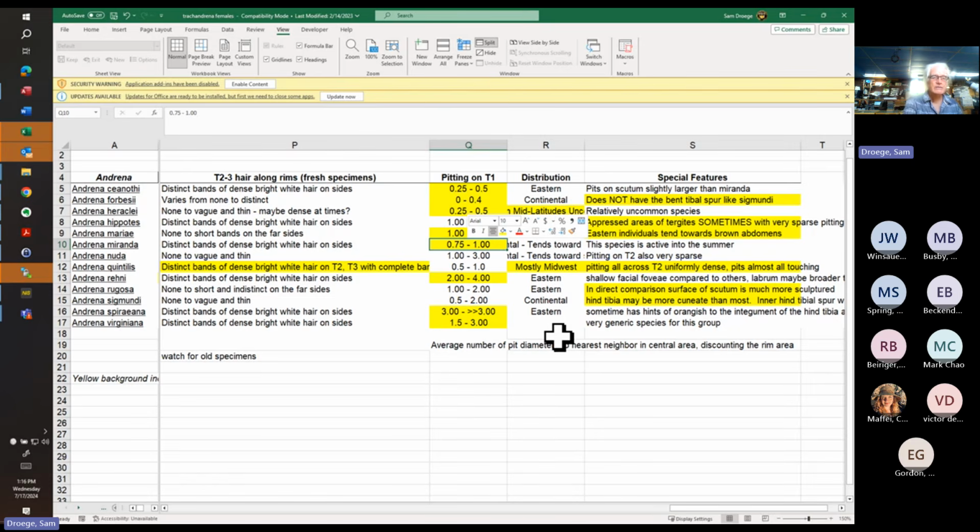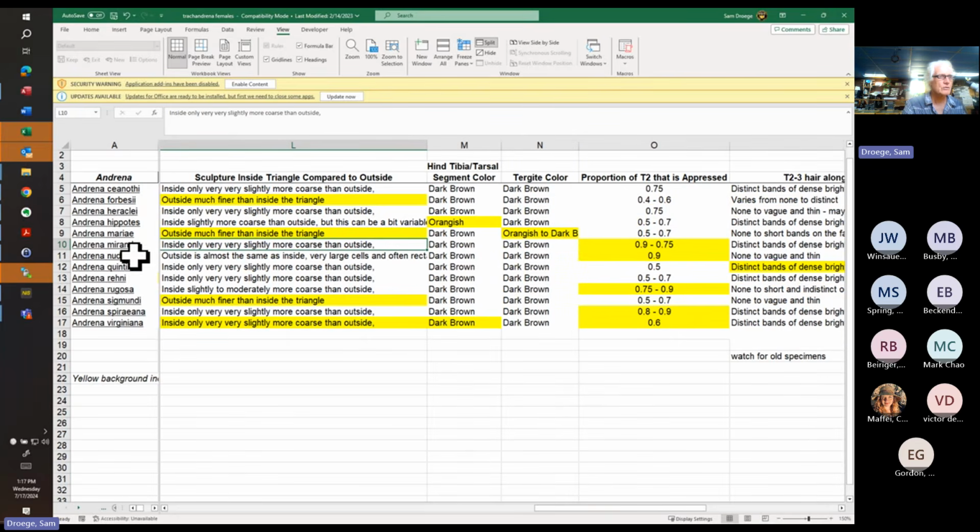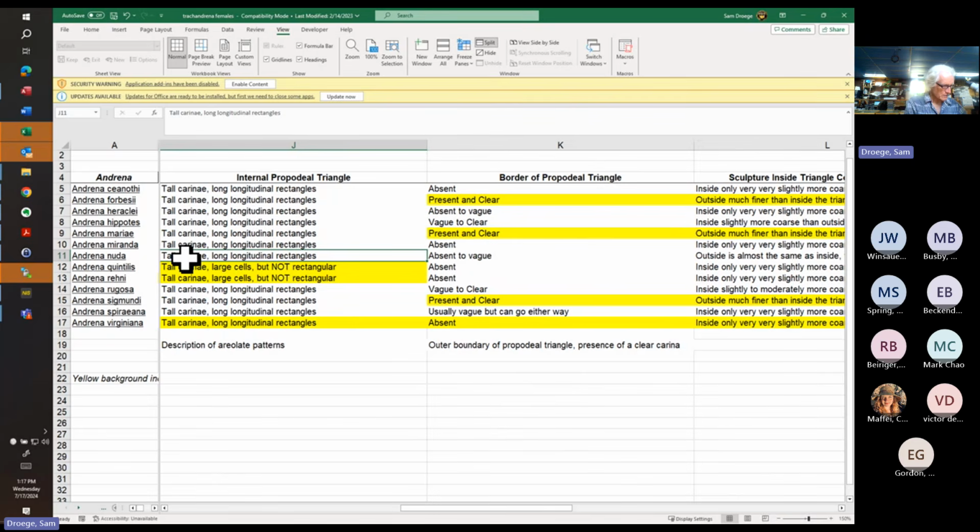Okay, so that's a quick introduction to Miranda. Next, we go to one of the most distinctive ones, Nuda. And I'll pull up a specimen after I put the labels back on. This.